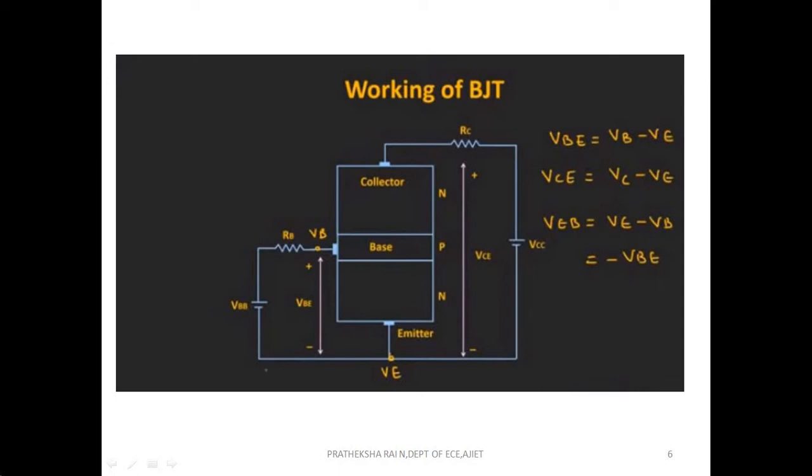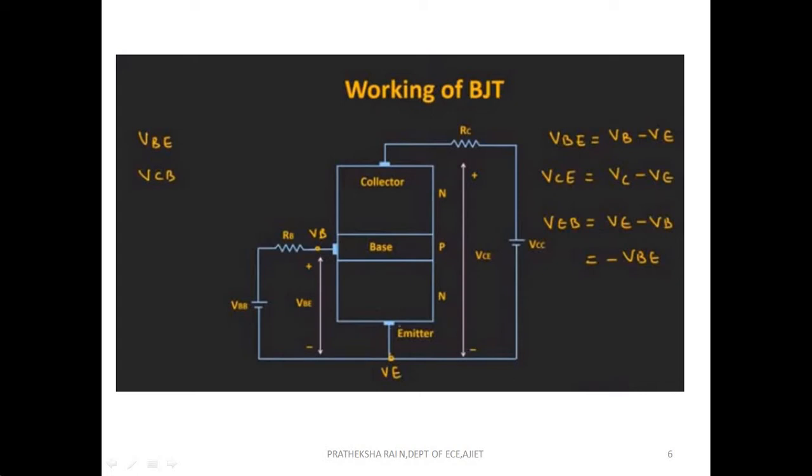So here, the base voltage and the collector voltage are applied in such a way that the base-emitter junction will get forward biased and the base-collector junction will get reverse biased. That means the BJT is biased in such a way that this voltage VBE is positive and this voltage VCB is also positive.